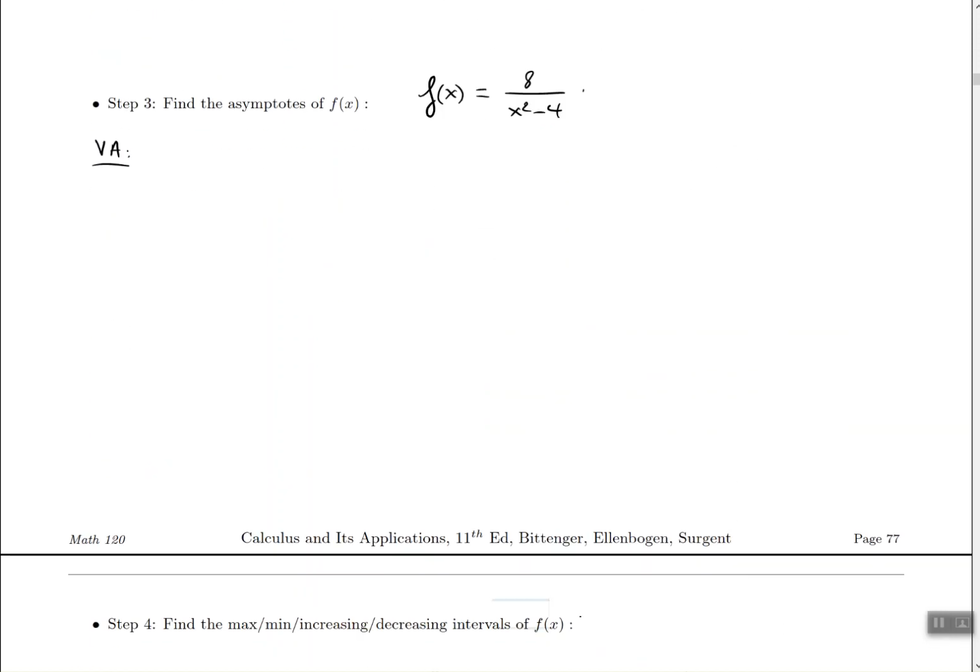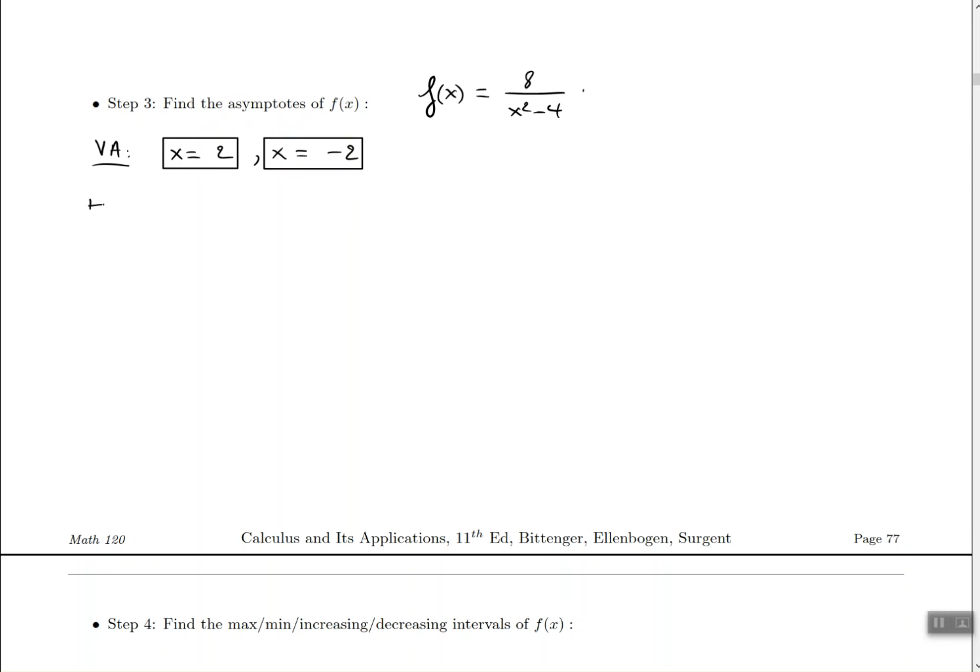Again, remember that the function is 8 over x squared minus 4, so for the VAs, we're going to look at the domain, and in the domain we said 2 and negative 2 were bad numbers, basically forbidden numbers, so 2 and negative 2 are good candidates here, and they will actually both turn out to be VAs. That's because when you plug 2 into the numerator, you get 8. When you plug negative 2 into the numerator, you also get 8, so they both make the numerator not 0, but the denominator 0, so they will both count as VA. So we're going to have two vertical lines that this graph cannot cross.